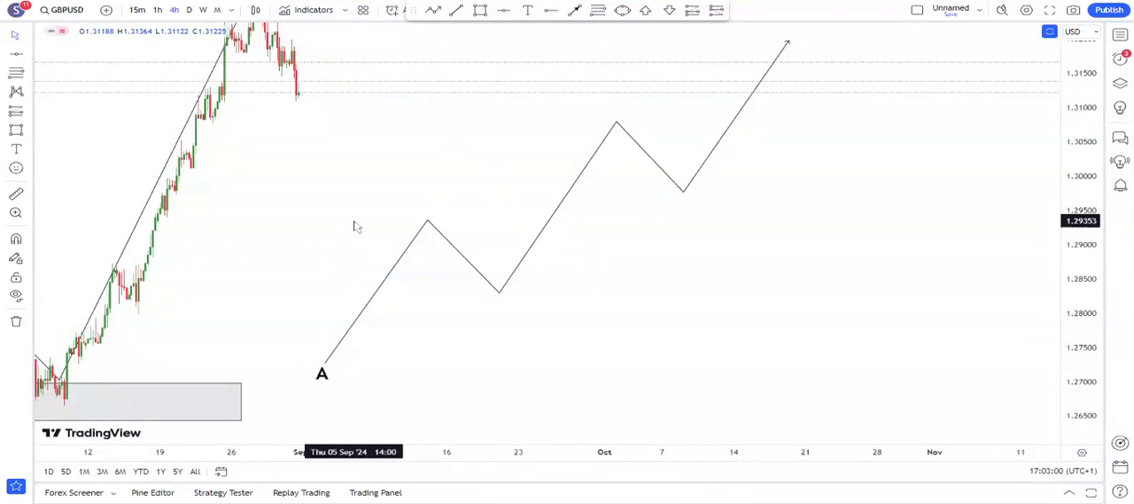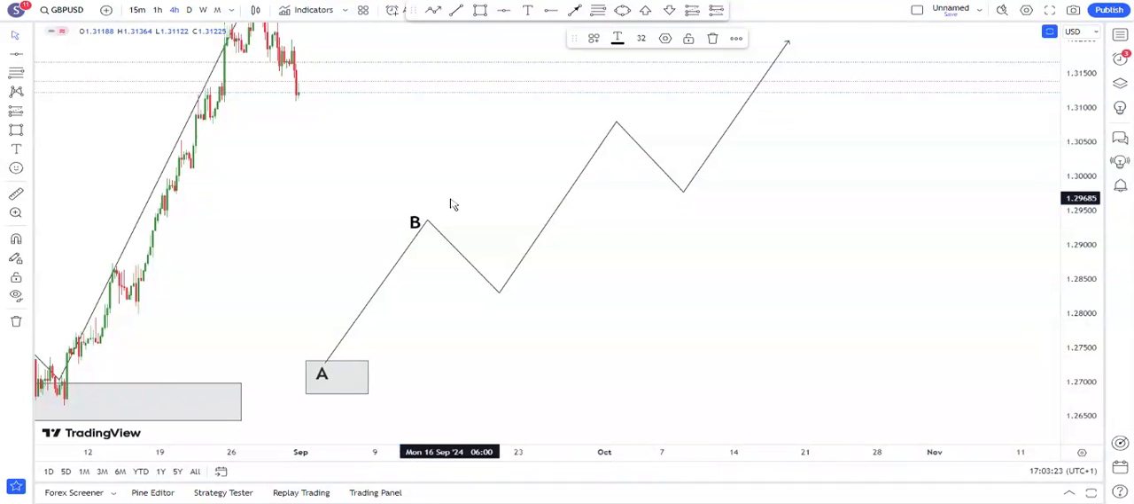So this is point A, and the market takes off from this support region, which is point A, and it moves up to point B. At this point B, it couldn't go further because there was a previous resistance at this region, point B. It couldn't move further because there was a previous resistance at this point, and then the market started moving down.